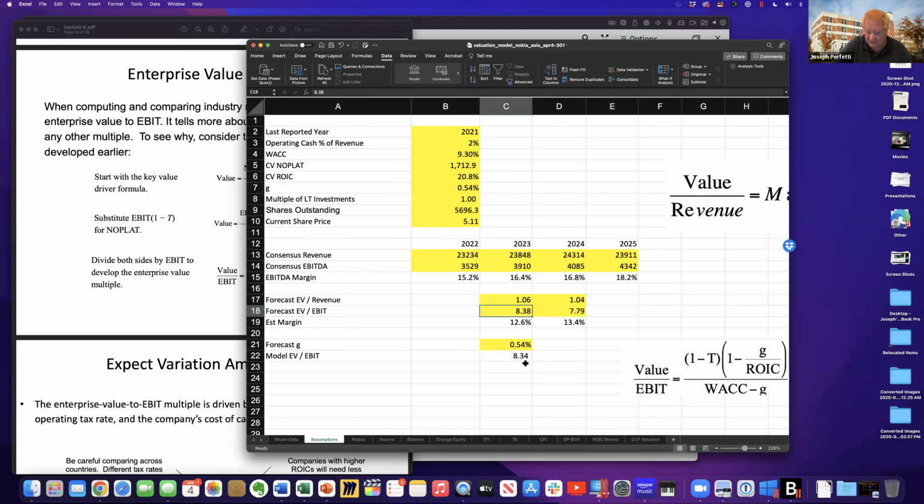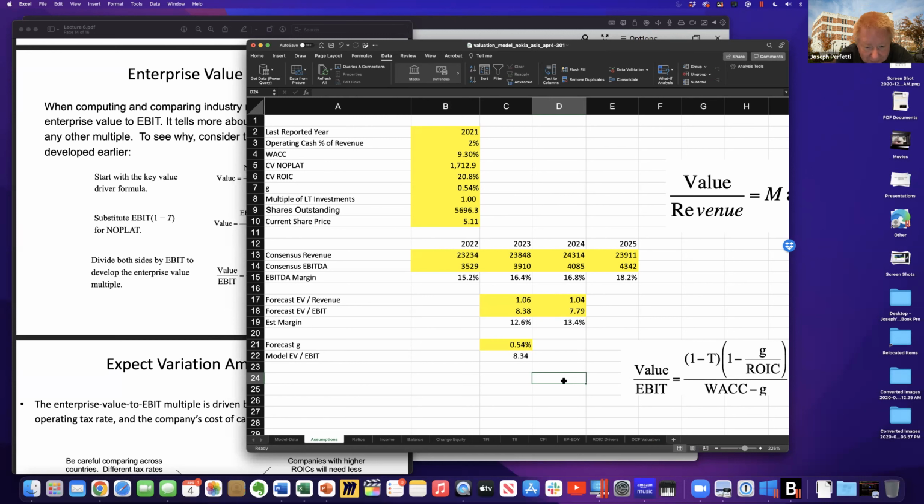Now, they're still pretty close. 8.34 and 8.38 are pretty close. But this is the circularity of the model, because basically our G and our growth creates an ROIC, which creates a multiple.